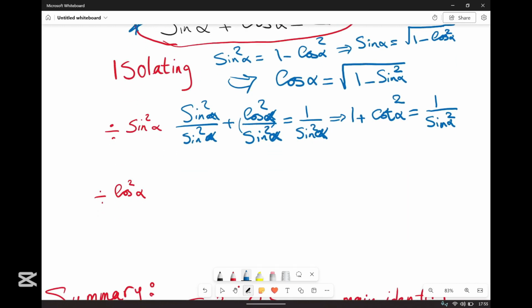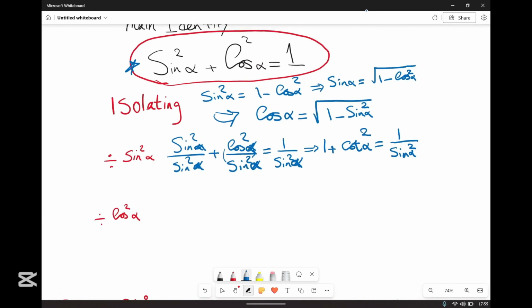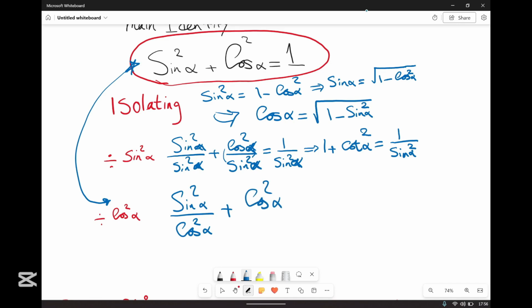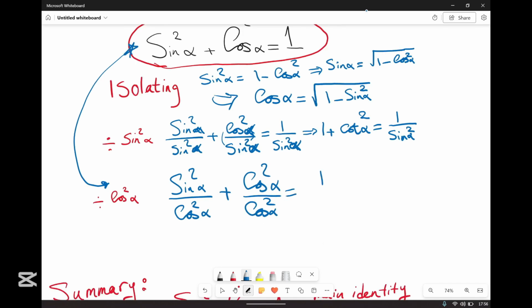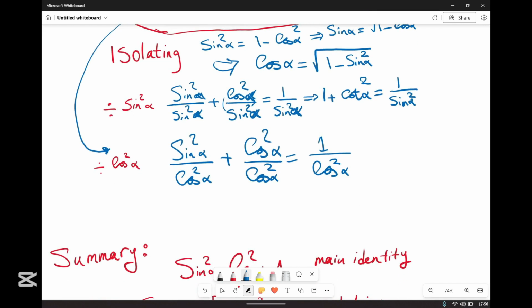But if we divide the identity by cosine squared, it is sine squared alpha divided by cosine squared plus cosine squared alpha over cosine squared equals 1 divided by cosine squared. If we summarize this, sine divided by cosine is tangent, so tangent alpha squared. Cosine divided by cosine squared is 1, and the answer is 1 divided by cosine squared.